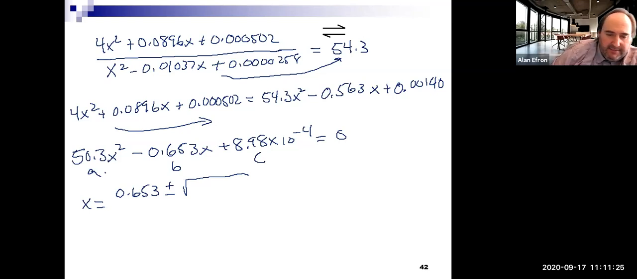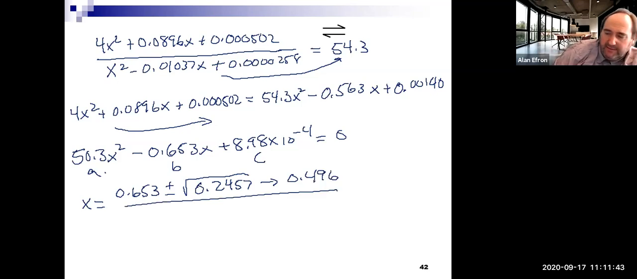Looks like you get something in the square root there of 0.2457. Taking the square root of it gets you something like 0.496, all divided by 2 times A, 2 times 50.3, 100.6 on the bottom. At this point, again, going to give us two values for our x's. Again, one based on doing the plus and one based on doing the minus.